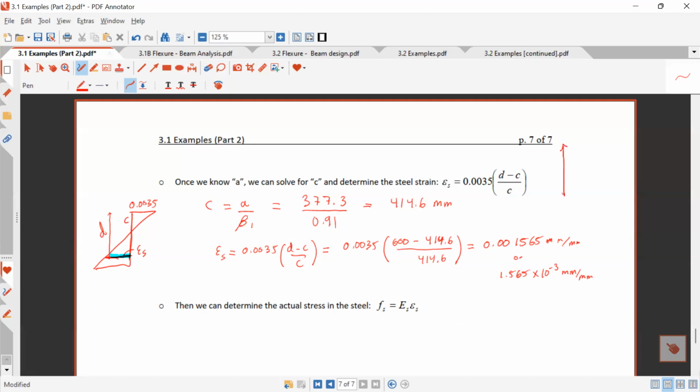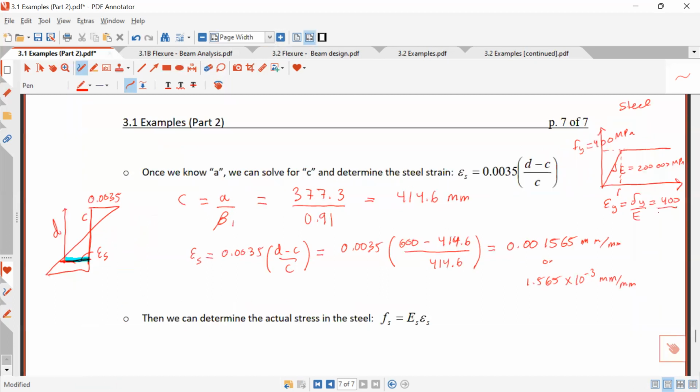If I look at my stress strain curve for steel, here's our yield stress, Fy equals 400 MPa. Here's our modulus, 200,000 MPa. And here at this point, we have our yield strain. What is our yield strain? It's just Fy over E. So that's 400 over 200,000. What does that give me? That gives me 2 times 10 to the minus 3.